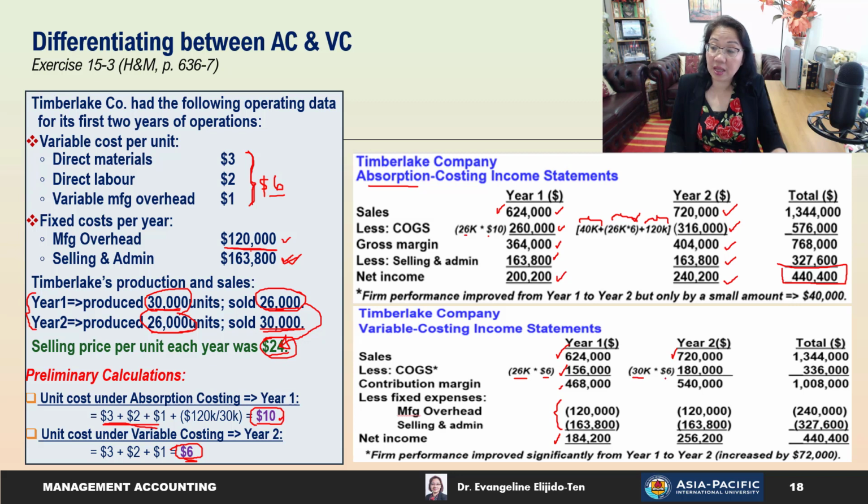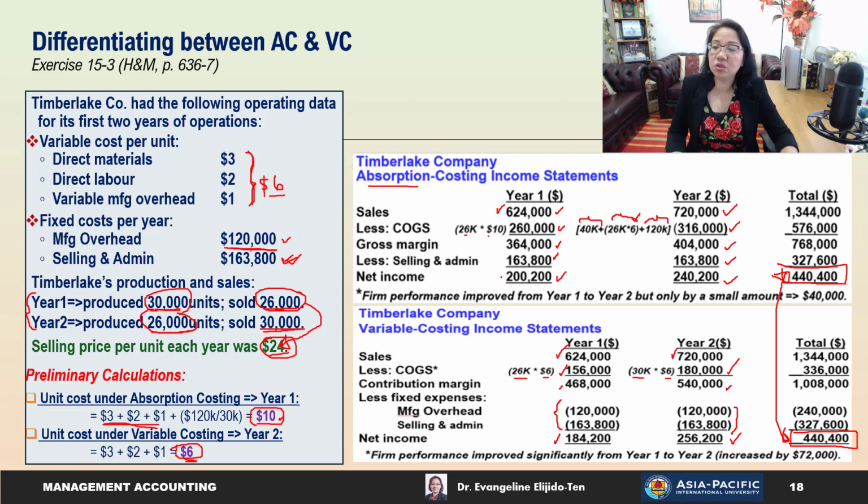We've sold 30,000 at $6, so that's just 180,000. Contribution margin is simply the difference, 540,000. And then again, we'll deduct the fixed manufacturing overhead and fixed selling and administrative costs to get the net income of 256,200. When you total up both columns, you can see that the net income under absorption costing and variable costing for the 2 years total are the same.